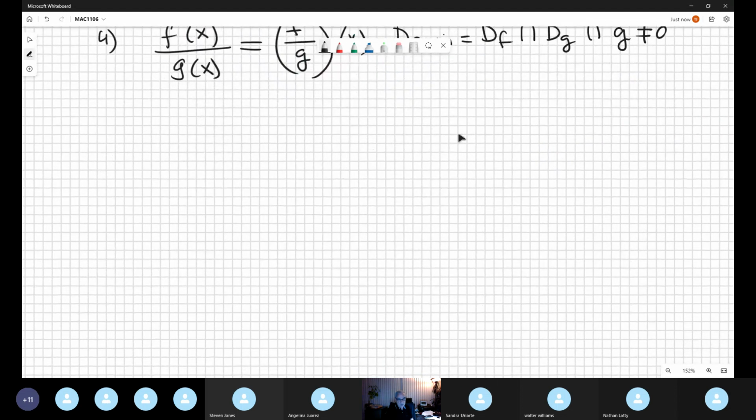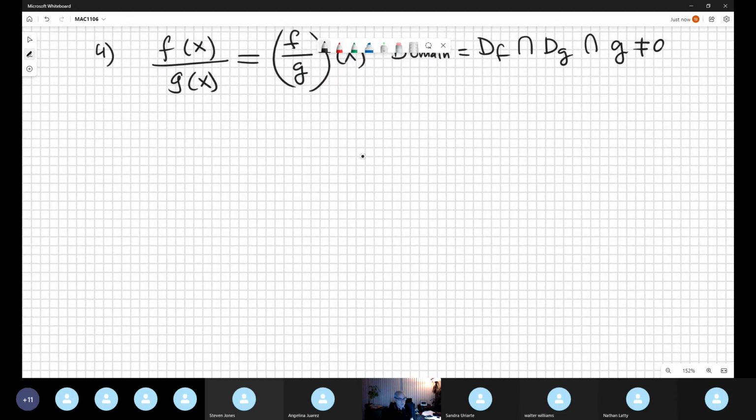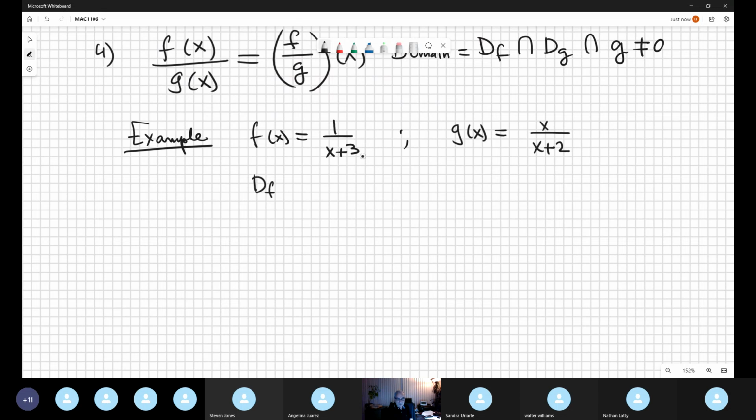Because in the test I want to ask you. Suppose that one function is given, for example, only one, because it's too long. Suppose that f of x is 1 over x plus 3, and g of x is x over x plus 2. It's obvious, looking at this, that the domain of f is all real numbers except -3. So basically, at -3 we have a hole. Yes or no?